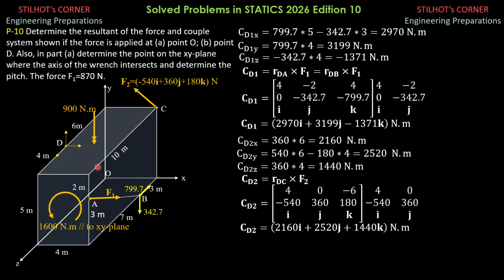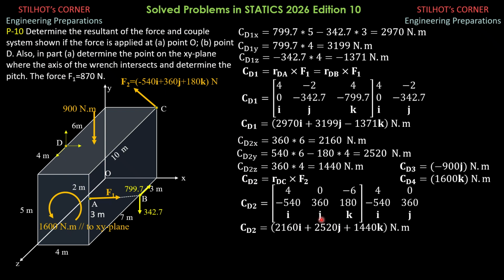Then C sub D3 is negative 900J, because the couples are free vectors. Then C sub D4 is 1600K.